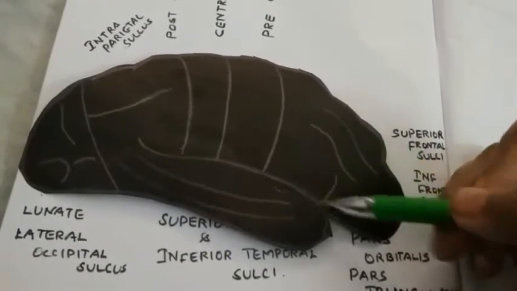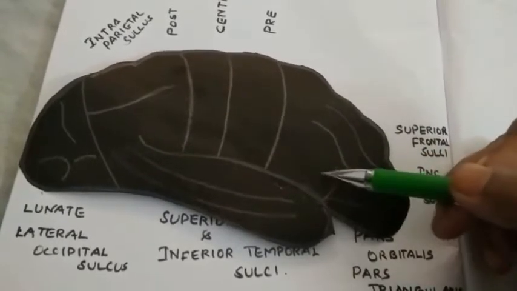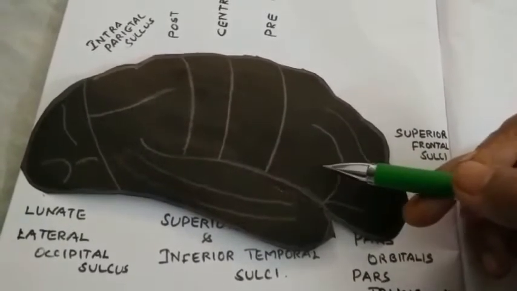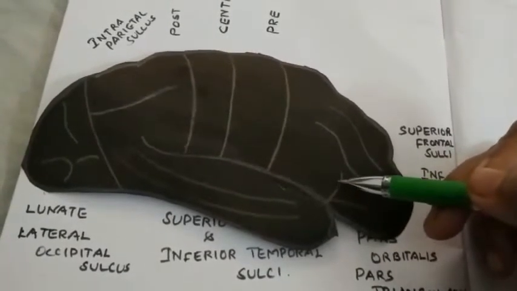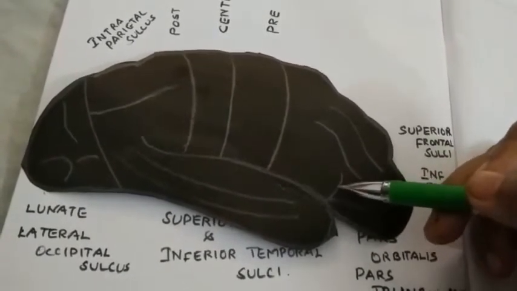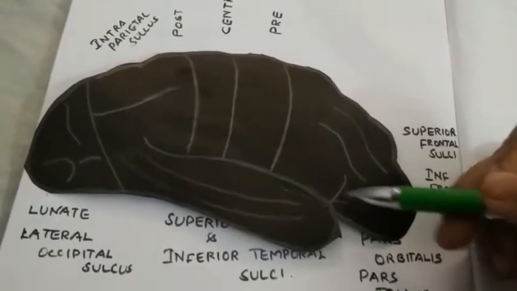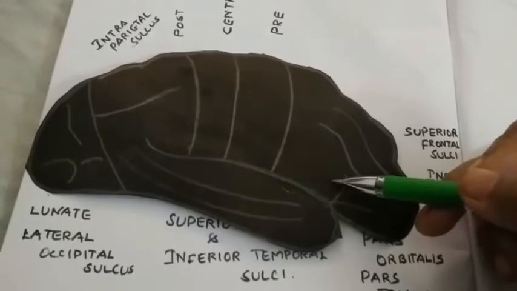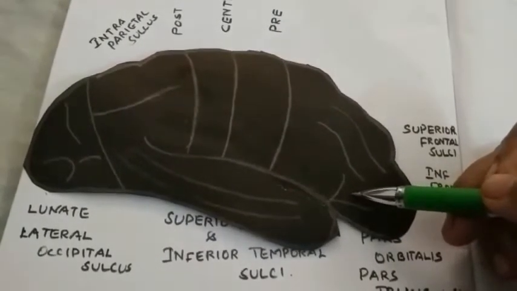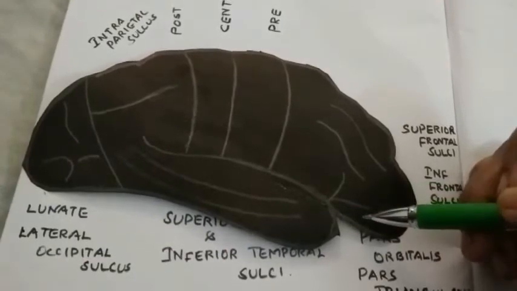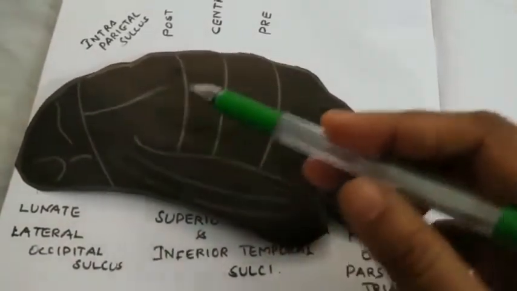So what is this region called? This region is the inferior frontal gyri. The inferior frontal gyri is divided by the ascending ramus and the anterior ramus of the lateral sulcus into three parts. So this region is known as the pars orbitalis, this region is the pars triangularis and this is the pars opercularis. Now let's see about the parietal lobe.